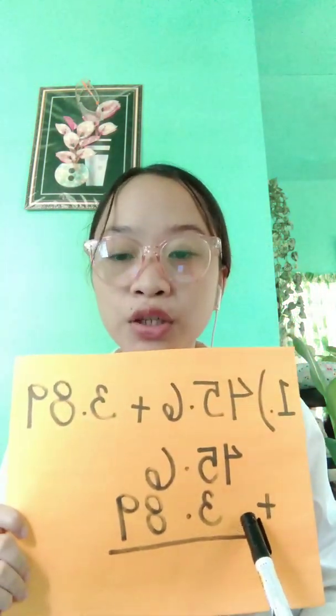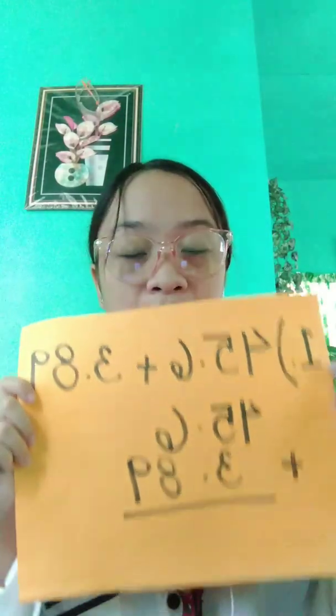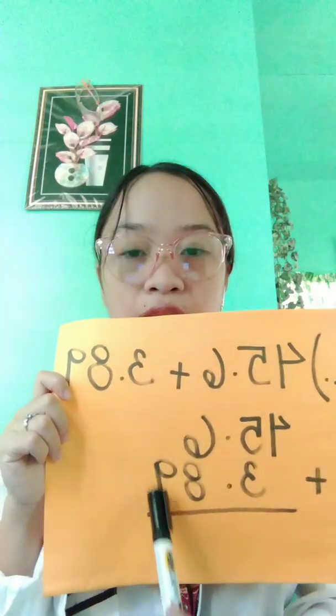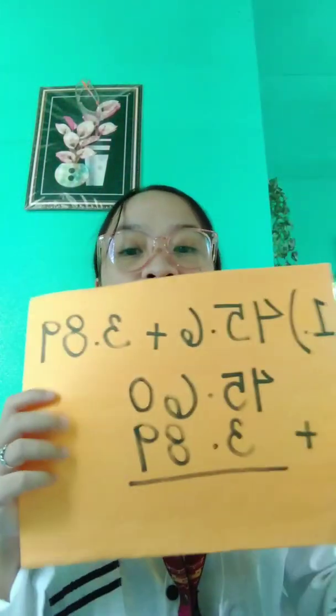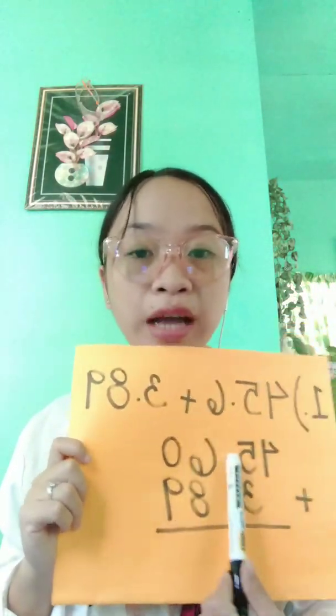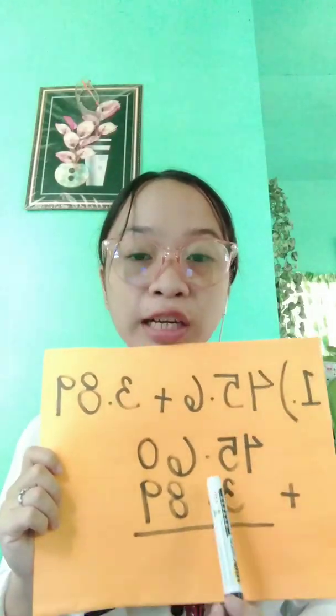Now, the second procedure is placeholder 0. Since dili man jud siya pareho, you are going to place a 0 on the right side of the decimal point. So, always jud sa right side. And if you add 0 here, dili ma-change ang value sa number, okay? So, gi-add na nako siya og 0. So, gi-place na nako ang 0 here. After ani nga procedure, mo proceed na ka sa addition and subtraction.